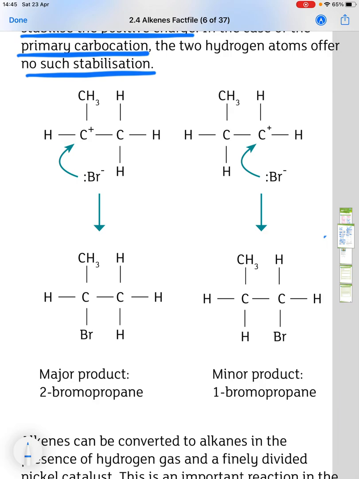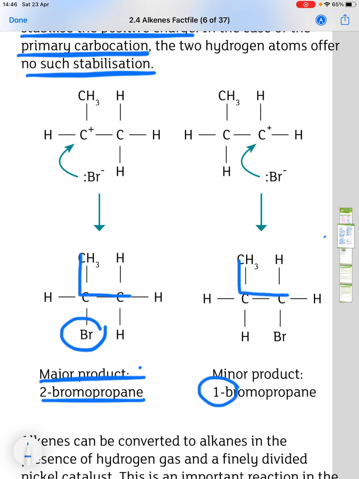And if we look at this example then, the major product in this case is going to be 2-bromopropane. And there's the longest chain there, 3 carbons, that's propane. And here it's going to be 1-bromopropane. And the reason for that is in the first example here, we have a secondary carbocation. You see here that carbon is joined to 2 other carbons. And in the second example, the positive carbon is just attached to 1 other carbon.